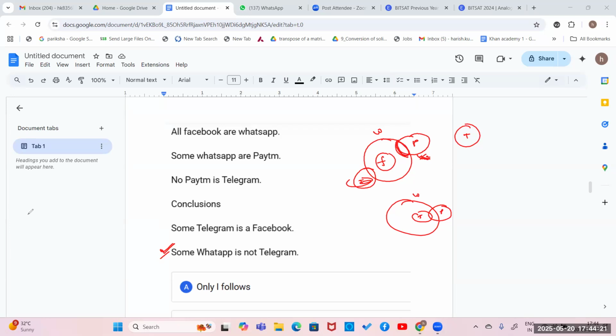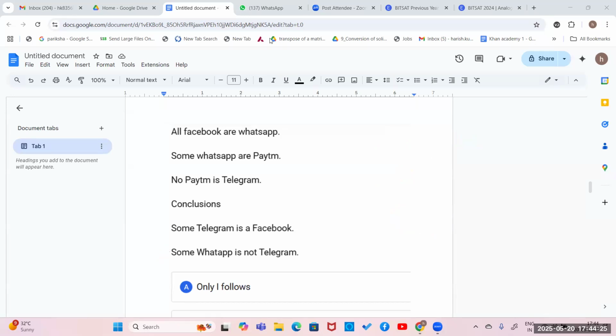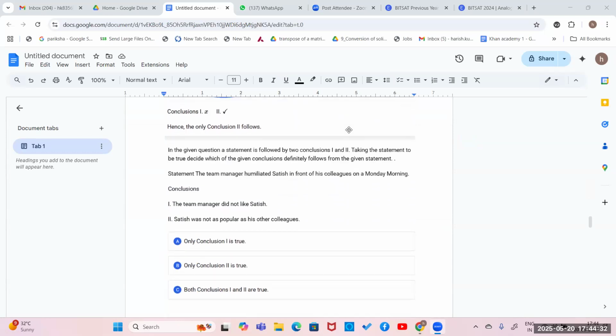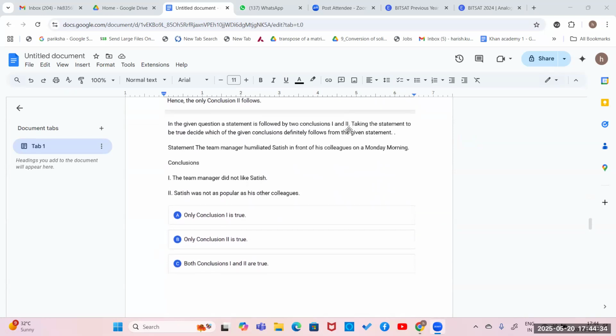Again, I'm saying, students who are looking at this for the first time, don't worry, we will discuss it in the classes. Yeah, conclusion 2 follows. Okay.